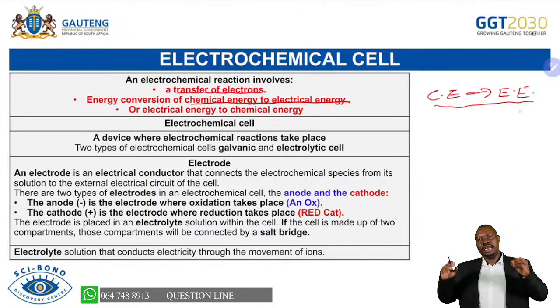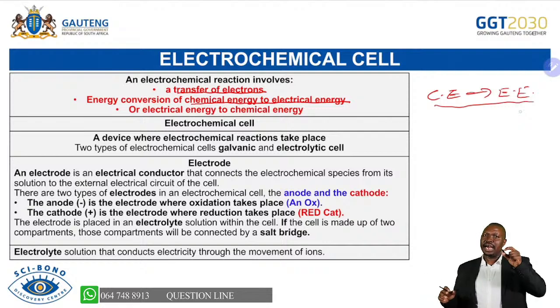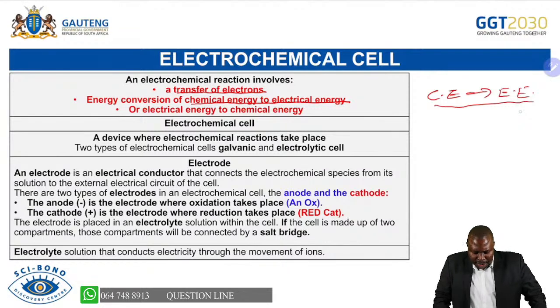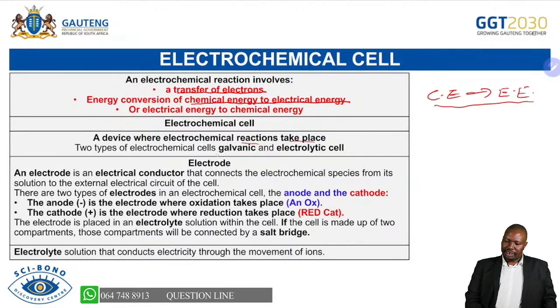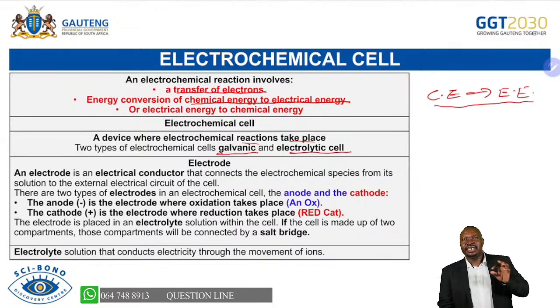It's now chemical and electrical, not mechanical. So we don't use mechanical in paper two. Now we're saying an electrochemical cell is a device where electrochemical reactions take place. And we have two types of electrochemical cells that we're going to do: galvanic and electrolytic cell. Now, these are the things that you must know.